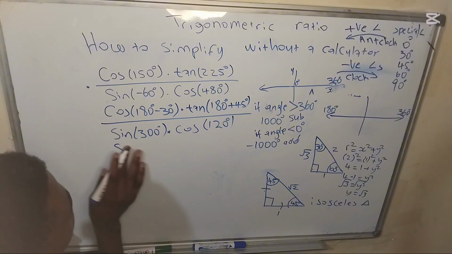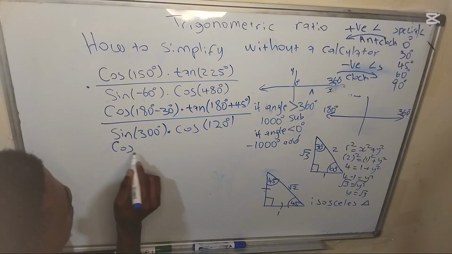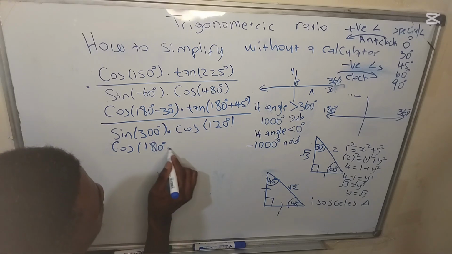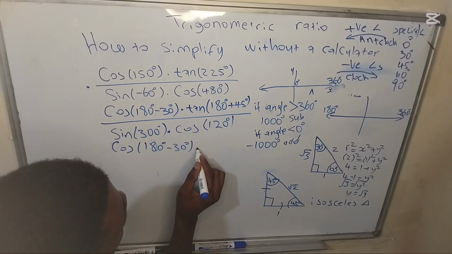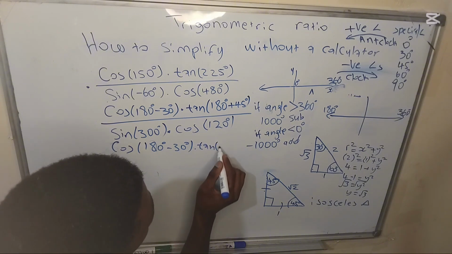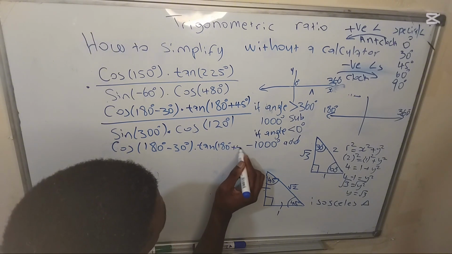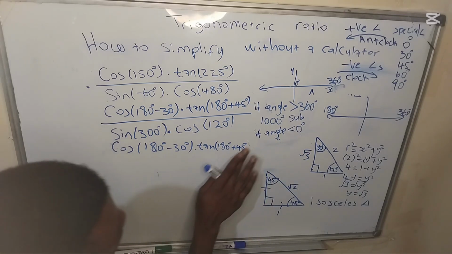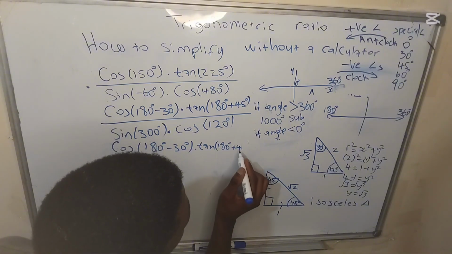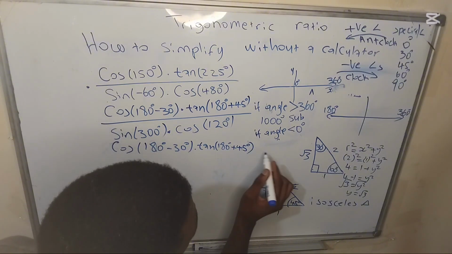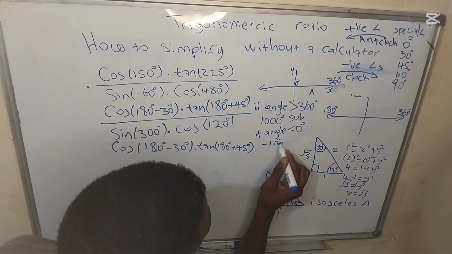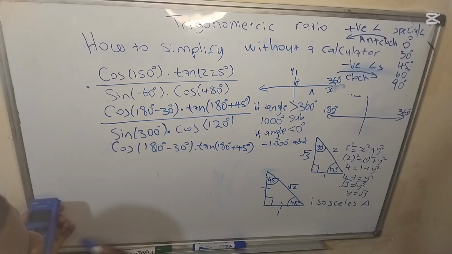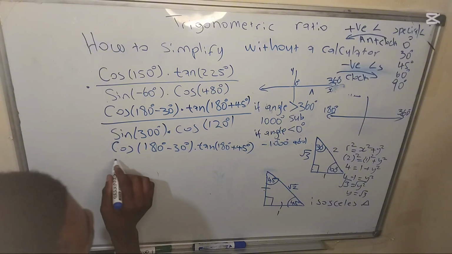So we have cos 180 degrees minus 30 degrees, multiply by tan 180 degrees plus 45 degrees. You have negative 1000 degrees. Then I've said add, right? Yes. Then all divided by what?